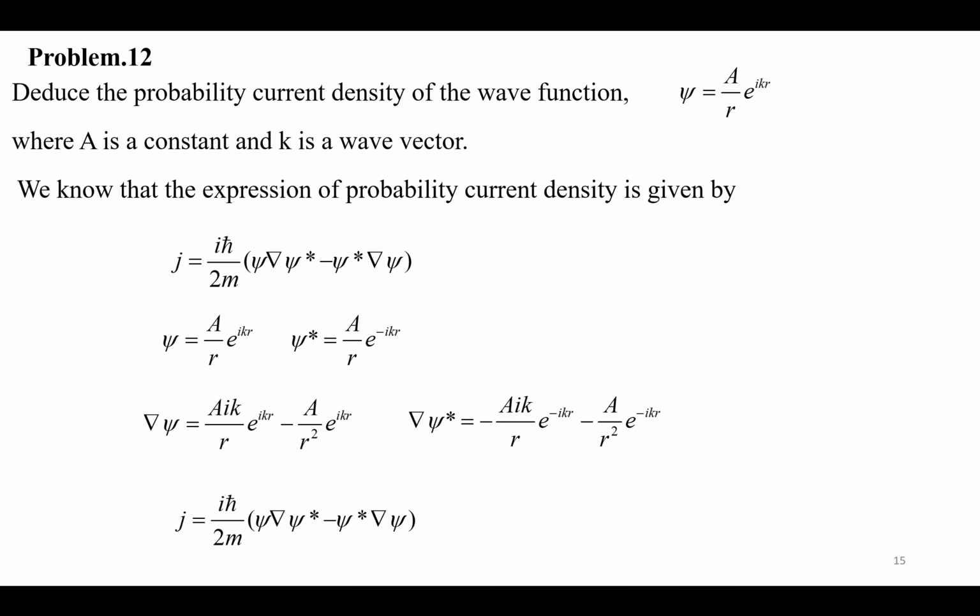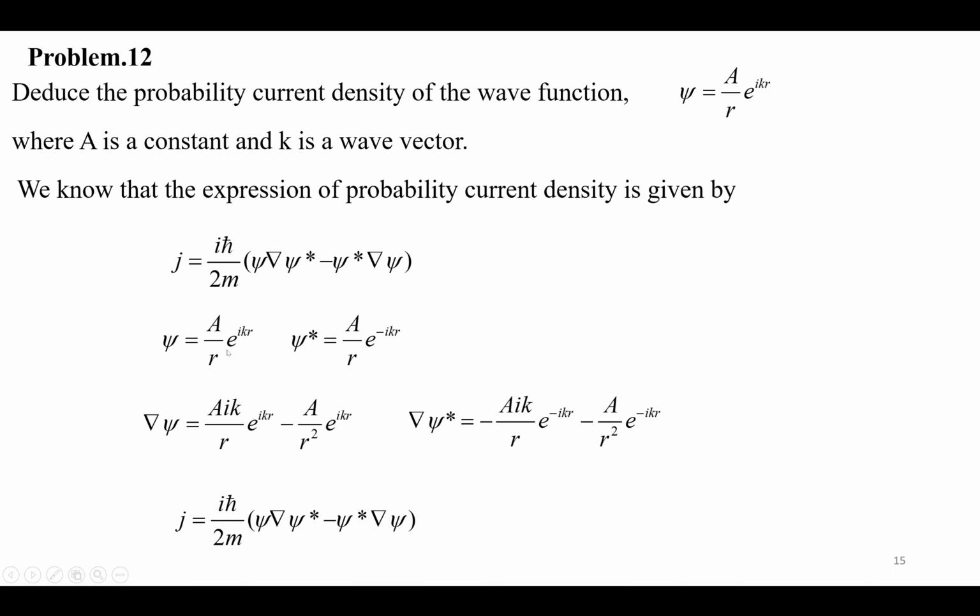So we know the expression for probability current density, denoted as J, is equal to i h cross divided by 2m, psi del psi star minus psi star del psi. In the problem, psi equals A divided by r e power ikr. Let us calculate the complex conjugate of this function, psi star, which is equal to A divided by r e power minus ikr. Now differentiate with respect to r, which will give us del psi.